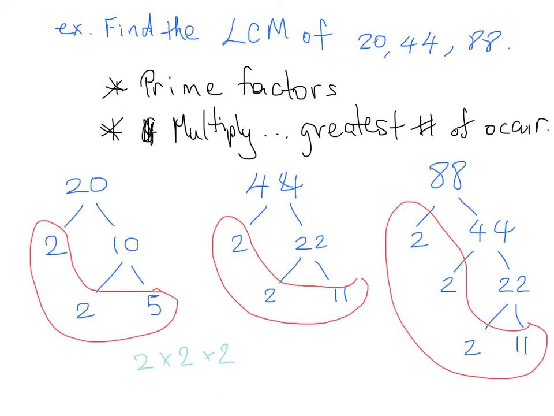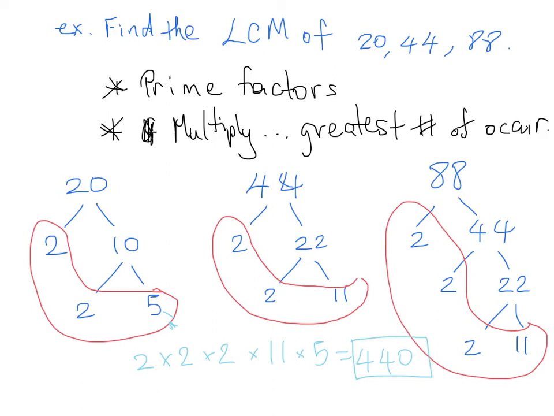All right, so the greatest number of times that the 11 shows up is once. It only shows up once here, it shows up once here. It only shows up once for the most part. So once. And 5 shows up once here. So the most that 5 shows up is once as well. So when we multiply all those numbers, we should get the lowest common multiple, which is 440, and it's correct.